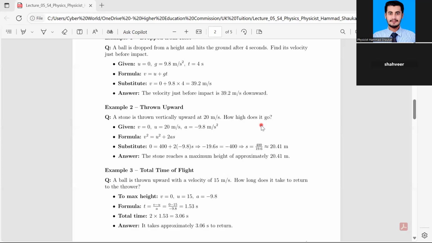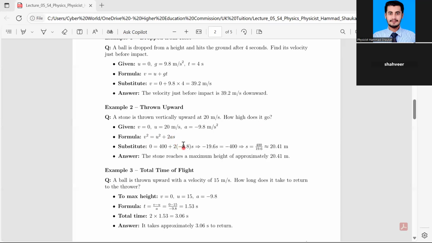Because in the third equation of motion there is no time. You can use the second equation of motion, but that involves time, and in this problem there is no time given, so we cannot use the second equation. We will move on towards the third equation of motion. So here is our third equation of motion. What you have to do is now just put in the values. You can see the value of v, which is 0, equals u square, meaning 20 square. 20 square becomes 400, plus 2a, and this is replaced by g, here it should be g.